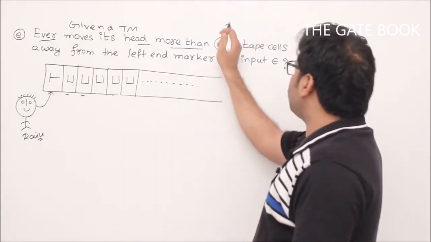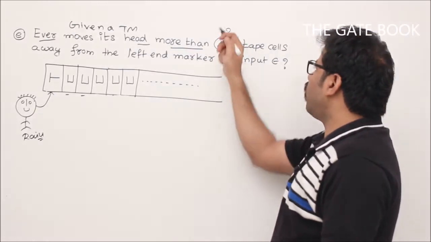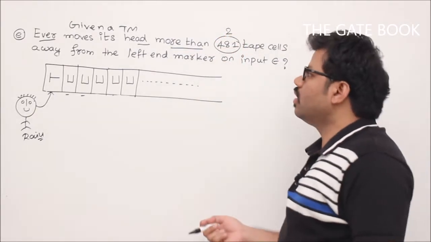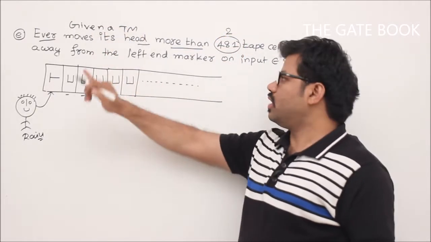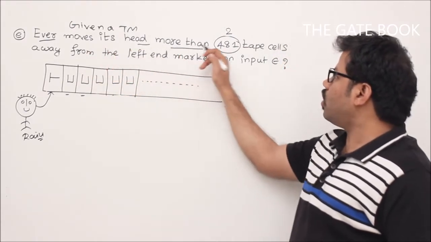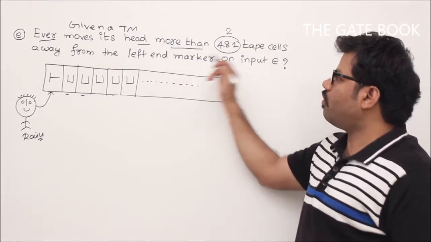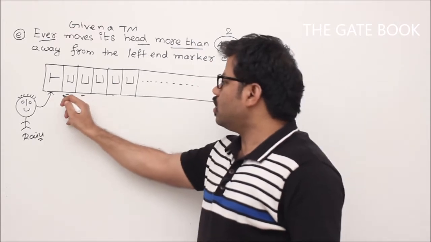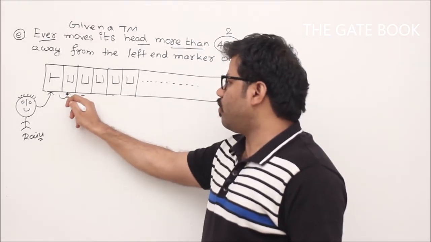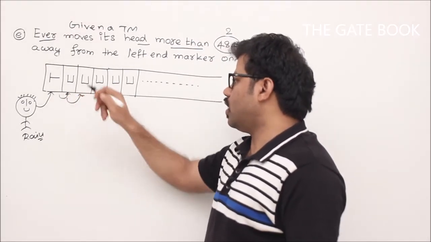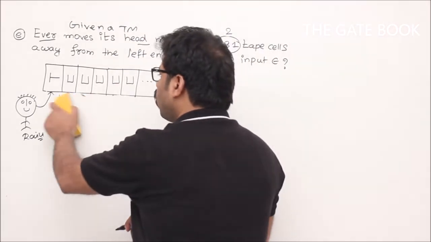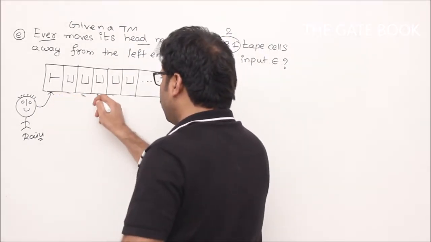So rather than solving this problem for 481, we solve for 2 so that we can understand it easily. So the question will be, given a Turing machine, will it ever move its head more than 2 tape cells away from the left-hand marker? This is 1 cell away, 2 cells, right, 2 tape cells. So more than 2 tape cells away means it should come here.